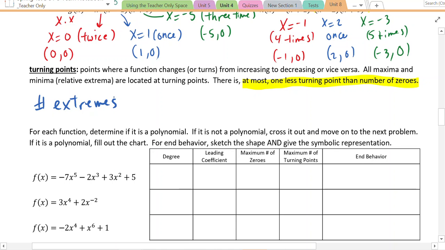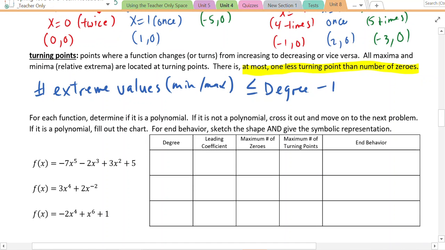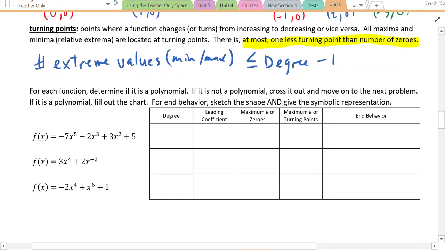There's a plural for extreme values. It's called extrema, but we'll say extreme values just to keep it simple right now. The maximum number of extreme values, that means mins and maxes, is always less than or equal to the degree minus 1. So a cubic has no more than 2 extrema, 2 mins and maxes. It may not have any. Like the parent function for cubic doesn't have any, but there are other cubics that do.